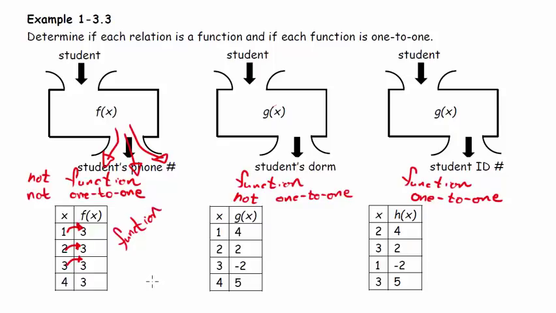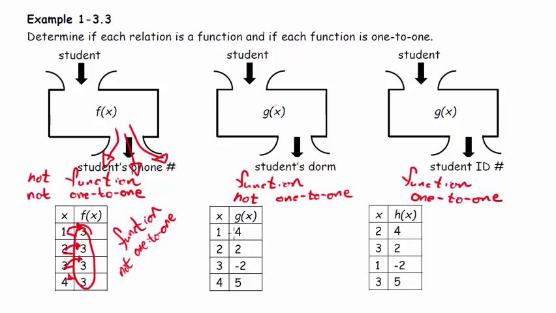Now, it is not one-to-one. Do you see that this output of 3 is associated with 4 different inputs? So it is a function, but it's not one-to-one. So this would be similar to the dorm example we just looked at.